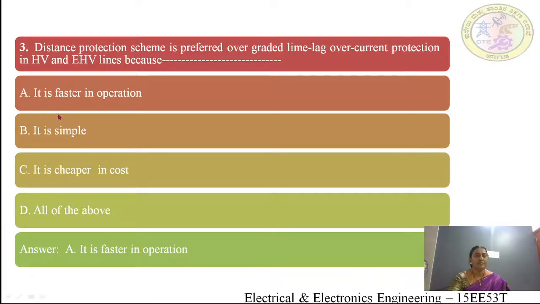That is because of the faster operation, we prefer it over graded time lag. Distance protection scheme is preferred over a graded time lag overcurrent protection in extra high voltage lines because of the faster operation.